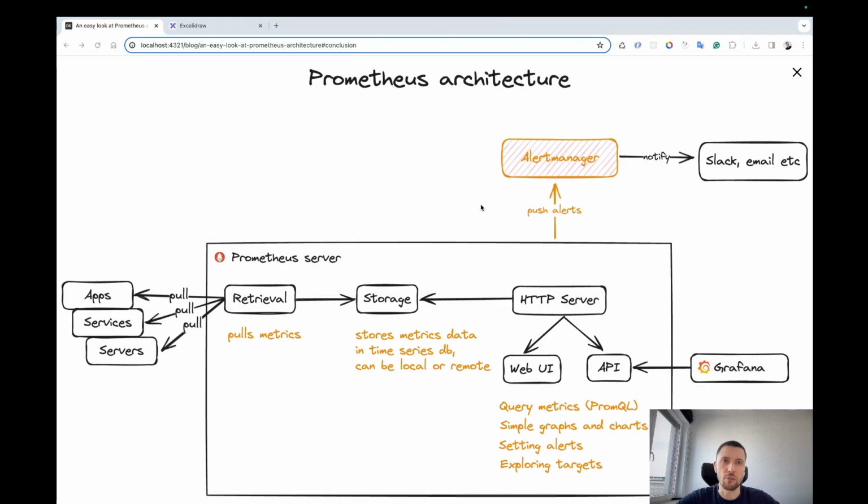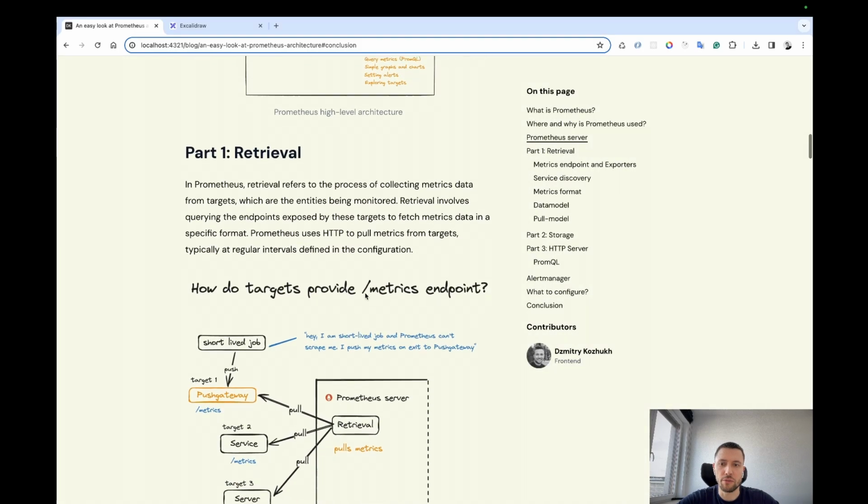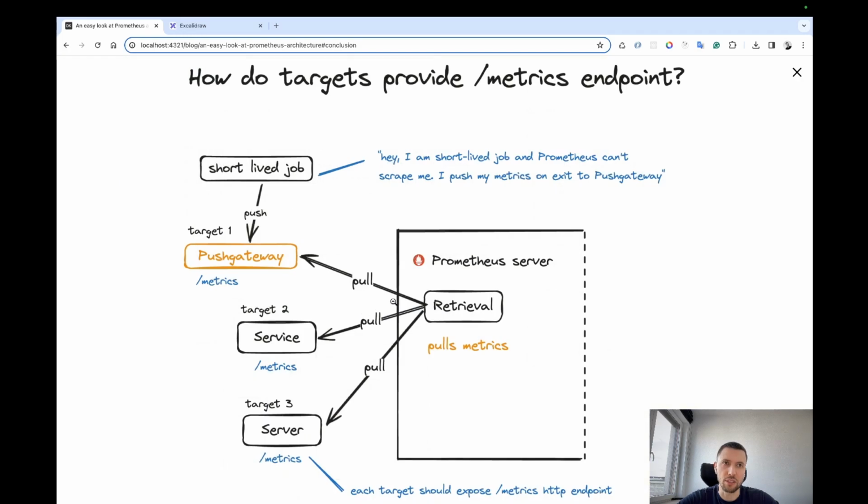Okay, so let's take a closer look at each part of the architecture. The first one is retrieval. In Prometheus, retrieval refers to the process of collecting metrics data from targets, which are the entities being monitored. Retrieval involves querying HTTP endpoints exposed by these targets to fetch metrics data in a specific format, usually at regular intervals defined in the configuration. It's always the slash metrics endpoint.